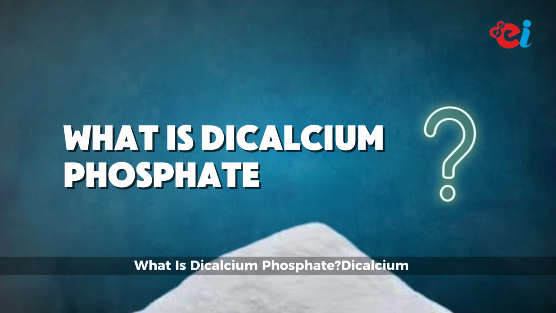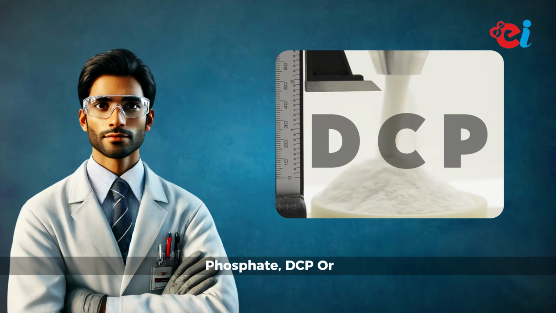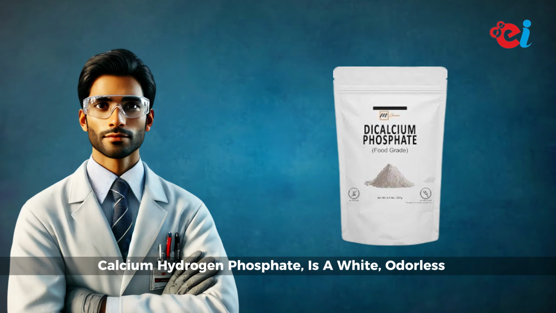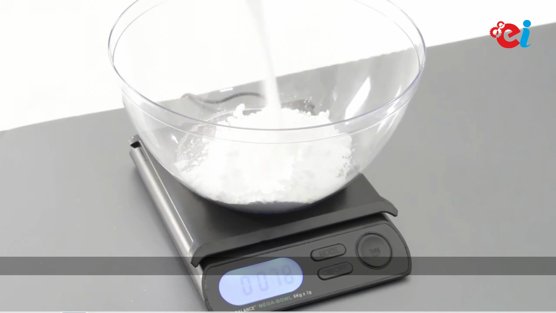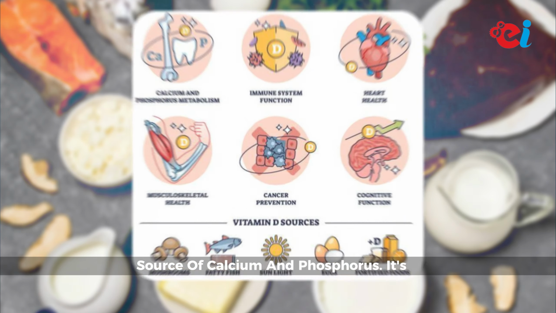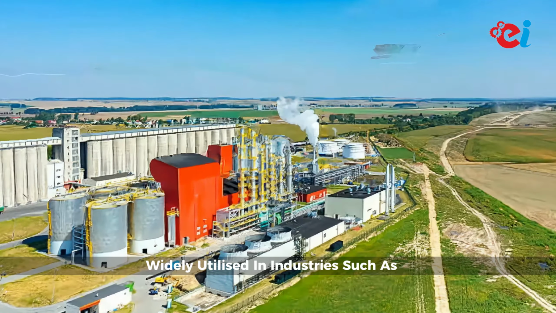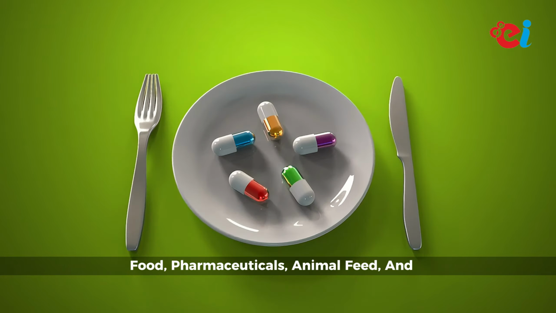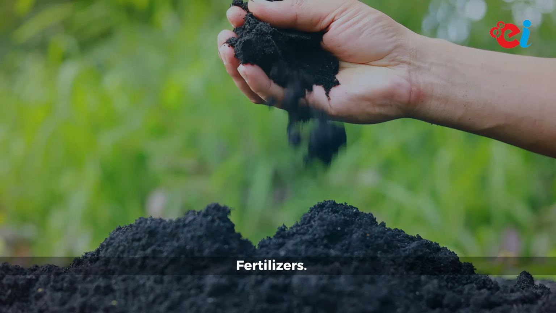What is dicalcium phosphate? Dicalcium phosphate, DCP, or calcium hydrogen phosphate, is a white, odorless crystalline powder primarily used as a source of calcium and phosphorus. It's widely utilized in industries such as food, pharmaceuticals, animal feed, and fertilizers.